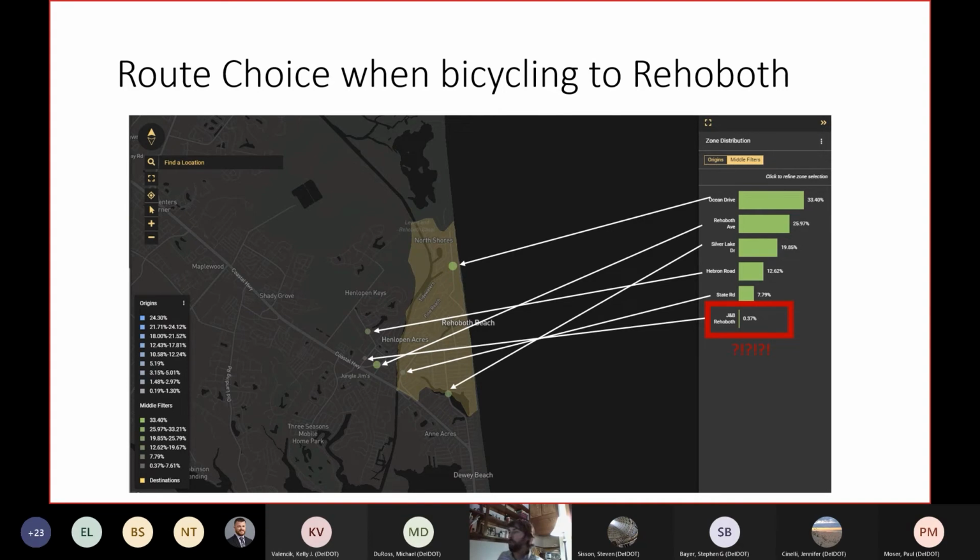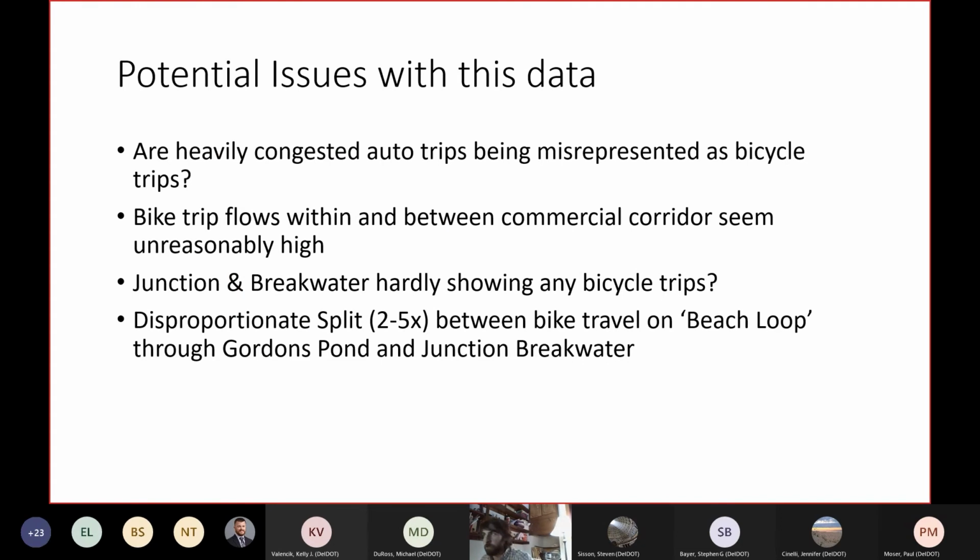Okay, something is very wrong here and leads to one of the issues that I'm having with this data. I'm not convinced that they are accurately snapping trips to different pathways or even different roads in certain segments. For anyone that bikes in this area, the Junction Breakwater, though probably not as populated as this Ocean Drive, the Gordons Pond area, is not 0.3% of the total trips in the area. That's ridiculous. So I think there's some sort of spatial mismatch going on. And just to get to a couple of the issues that I've noticed early on, I believe that some auto trips under heavily congested conditions are being misrepresented as bicycle trips, especially through the commercial corridor area.